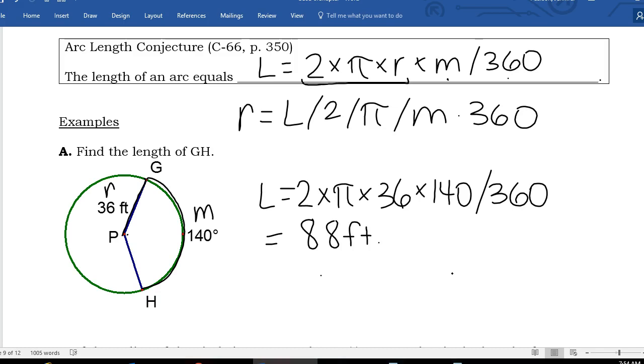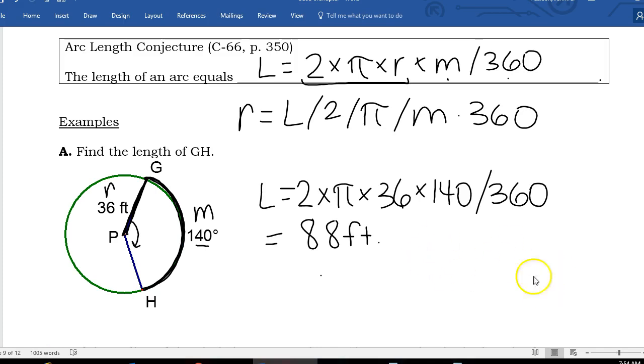So if this circle has a radius of 36 feet, that means this length here would be 88 feet. That's how far we would measure if we were using a ruler or a tape measure, compared to 140 degrees, which is how much rotation there is around this circle.